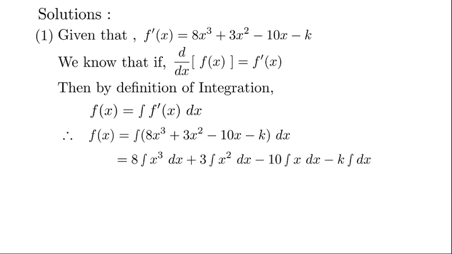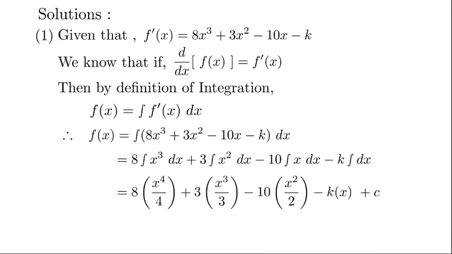Now take separate integrations of each term. That gives integration of x cube as x raised to 4 upon 4, integration of x square as x cube upon 3, integration of x is x square by 2, and integration of dx is x. And finally we have a constant. So f of x works out to be 2x raised to 4 plus x cube minus 5x square minus kx plus c. Here there are two unknowns, k and c, for which we are given extra information. We call this equation 1.